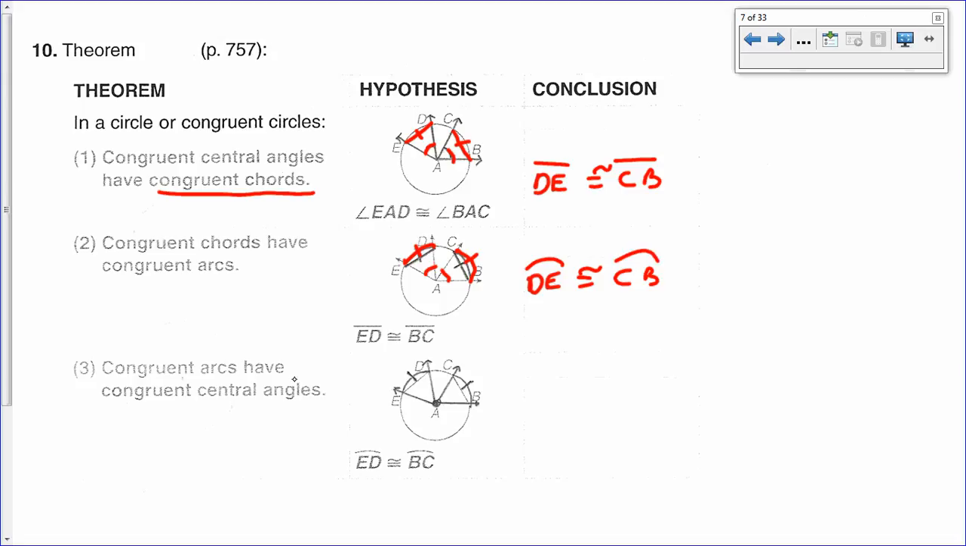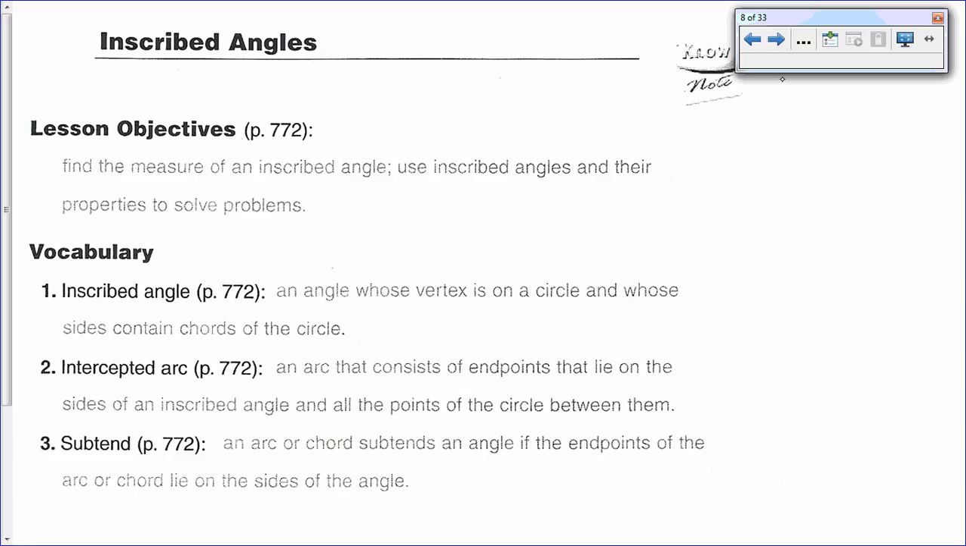And then congruent arcs have congruent central angles. So if I know that the arcs are congruent, see what's given here? I know the arcs are congruent, so I can say the central angles are congruent, these two angles right here. So angle DAE is congruent to angle CAB. Those all kind of go hand in hand. Very, very simple.